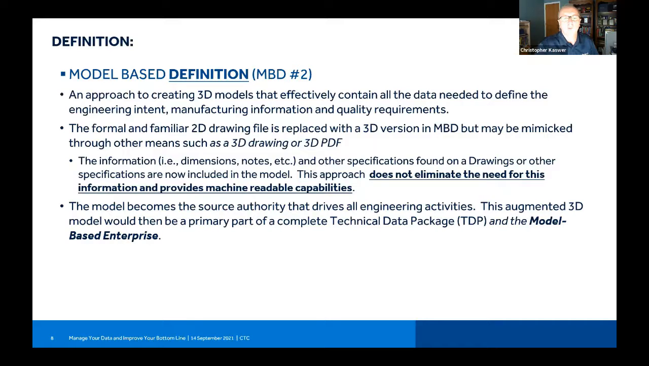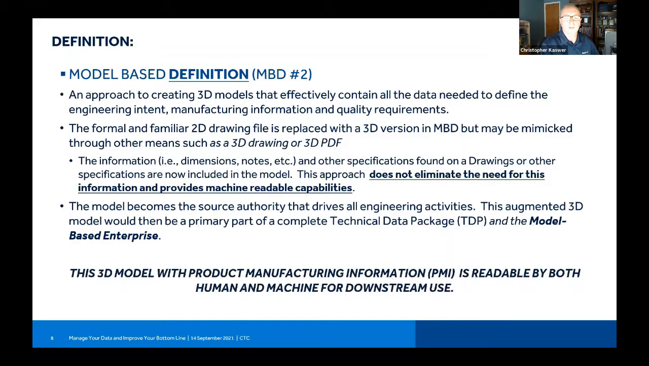So as we've talked about these building block pieces, we can see that all of this is feeding into this enterprise-wide system where now we can take one piece of data, share it amongst a number of different groups, and still have all those groups understand exactly what it is you're trying to accomplish. And again, highlighting that the 3D model with this included PMI, or product manufacturing information, would be readable by both human and machine for all downstream use.